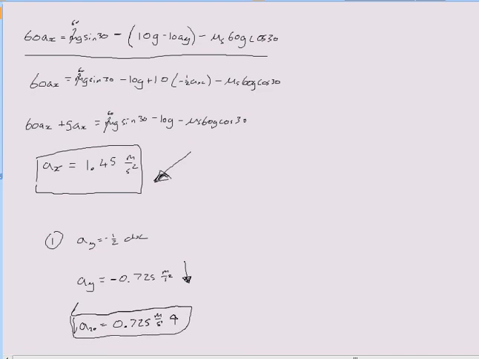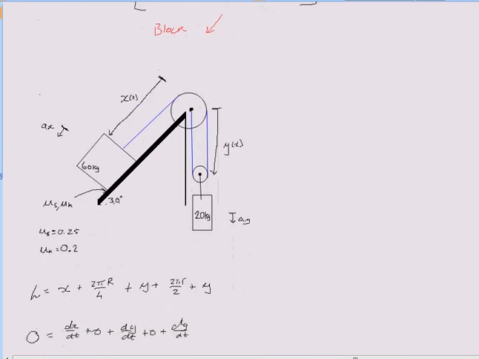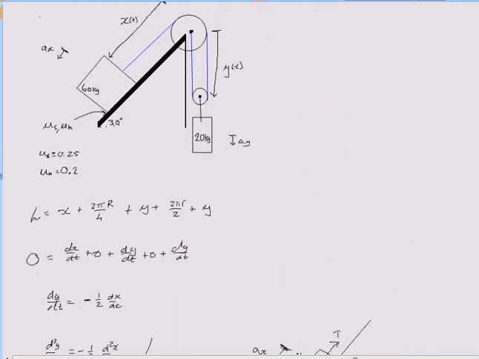Alright, so let me just explain what this means. In our original problem, this 60 kilogram block is going to be accelerating downwards at 1.45 meters per second squared. And our block here, intuition tells us that it'll be traveling uphill, but at half the magnitude, which is going to be 0.725 meters per second squared up. And that's our problem.